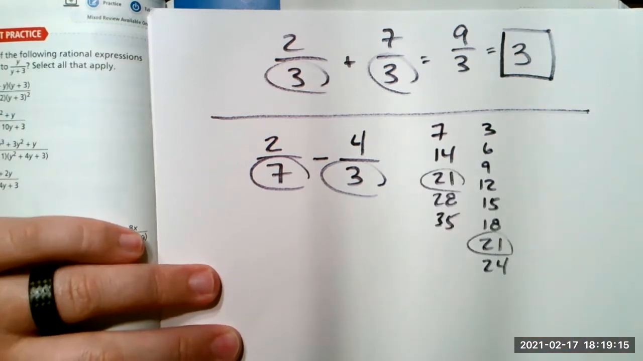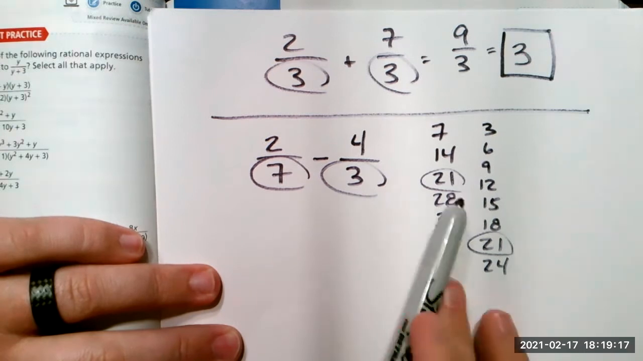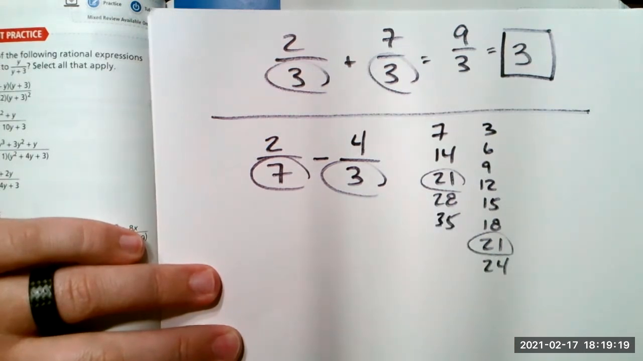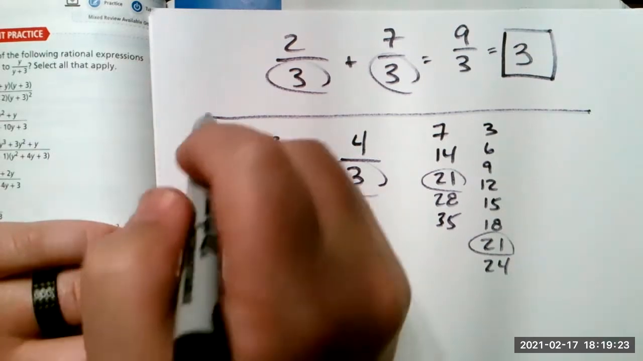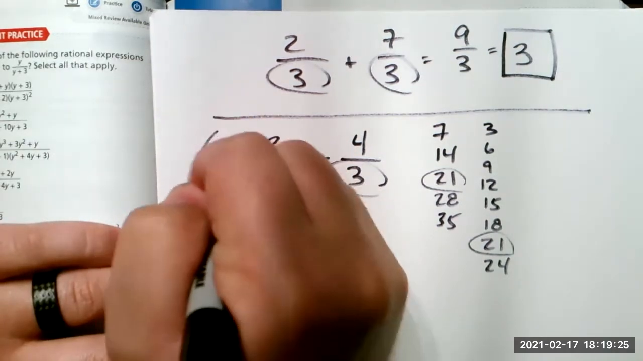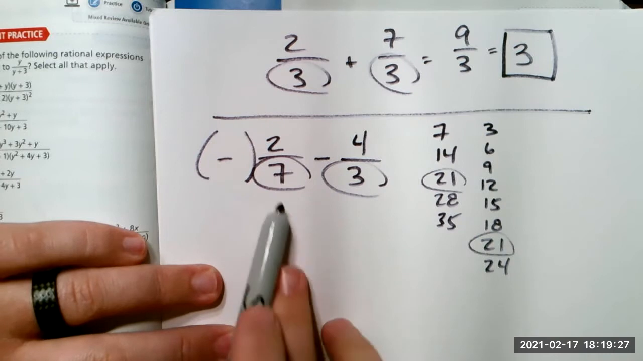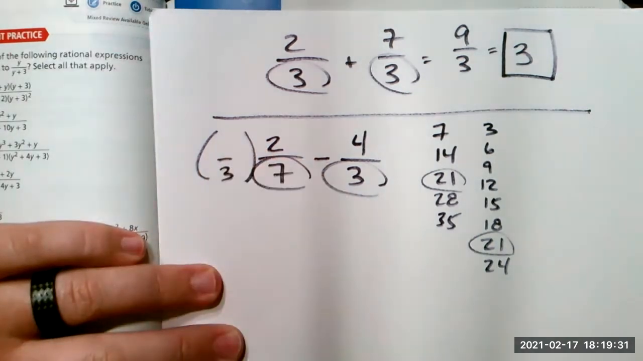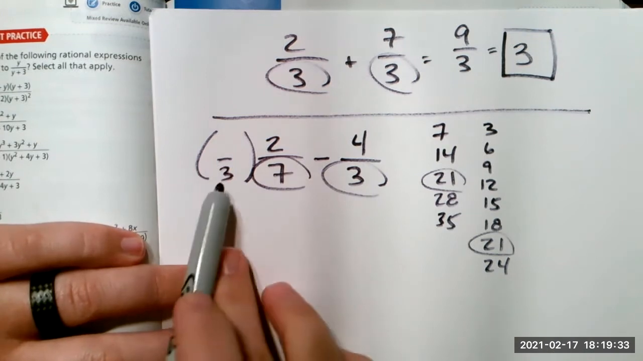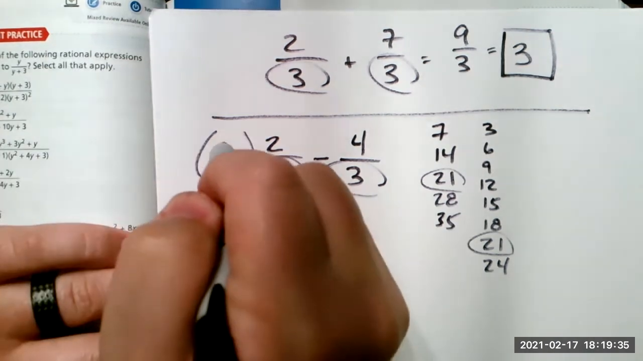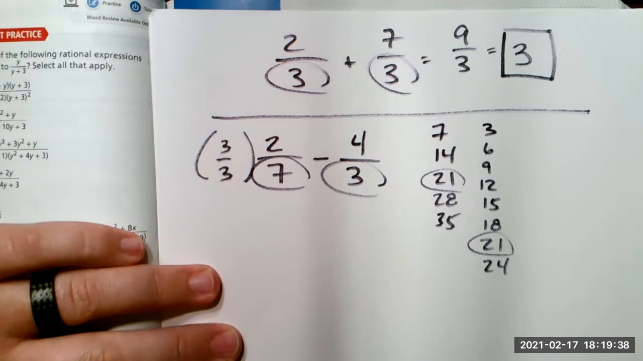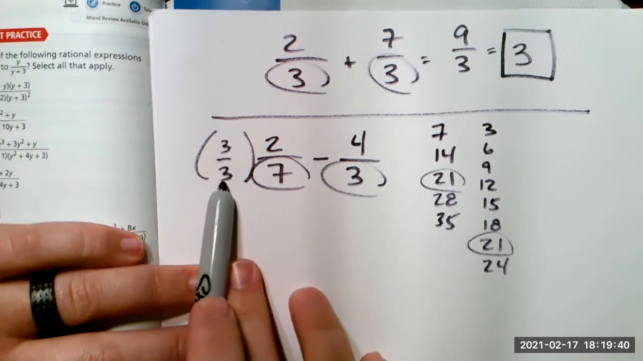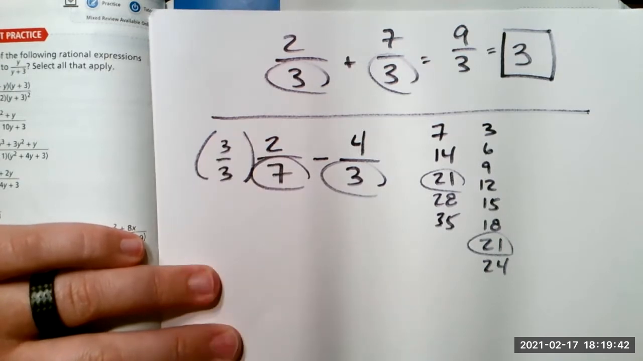So based off of that information, I think my least common multiple is going to be 21. So the thing is, though, what do I have to multiply these two fractions by to get 21? Well, 7 times 3 is 21. So I'm going to multiply the bottom by 3. But don't forget, I've got to multiply the top by the exact same number. If I multiply the denominator by 3, I've got to multiply the numerator by 3.